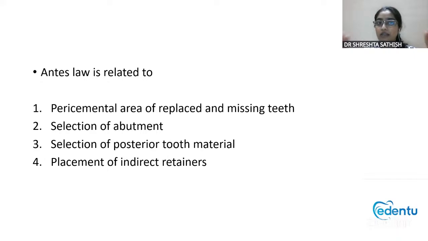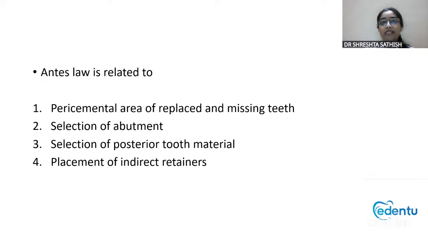You cannot just take abutments of 1 first premolar and 1 third molar. Why? Because the pericemental area of first premolar and third molar will be lesser than the combined pericemental area of your second premolar, first molar, and your second molar. Okay. So the combined pericemental area of the pontic to be replaced, that is the missing teeth to be replaced, should be lesser than the abutment pericemental area.